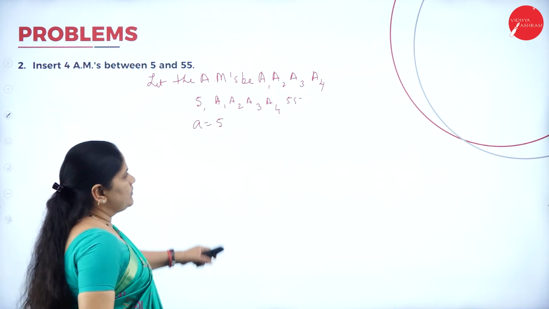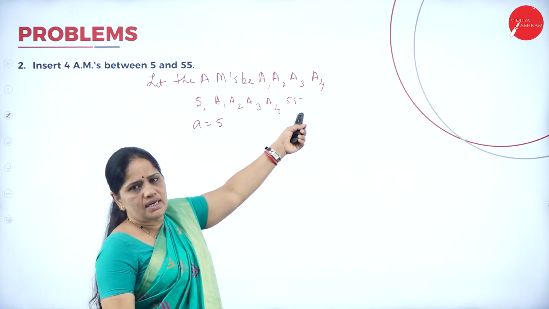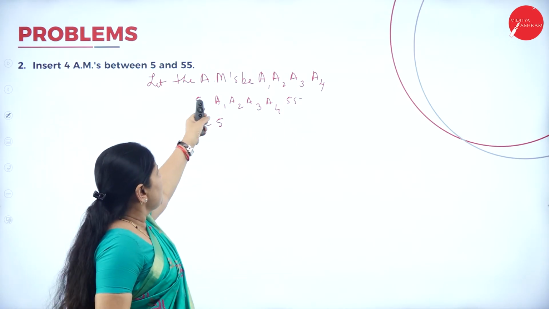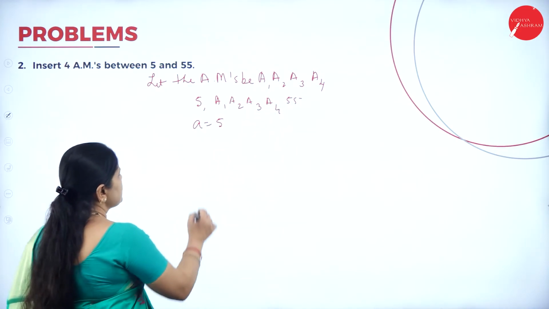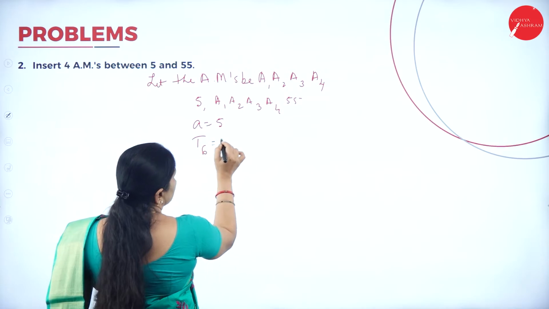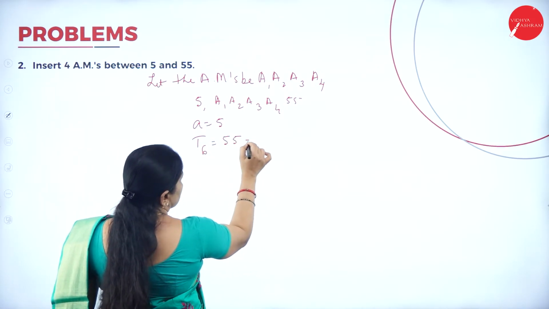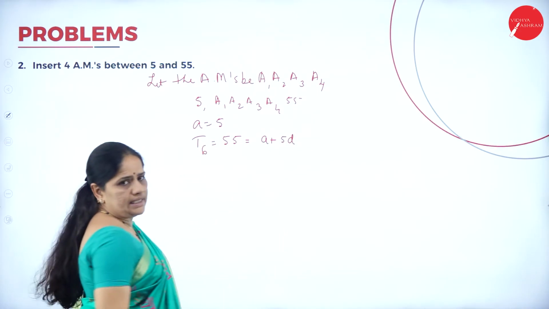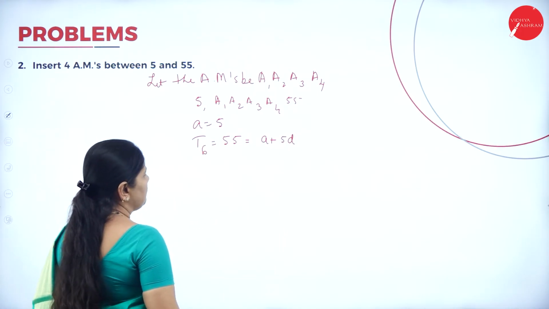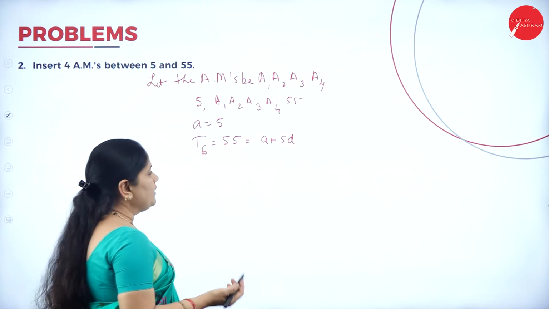Now we have to just count the order of this term. So 1, 2, 3, 4, 5. This is the 6th term. So T6 will be equal to 55. So this will be equal to A plus 5D. Okay. So A plus 5D equals 55.